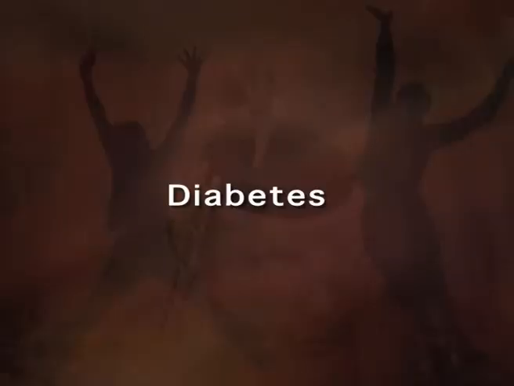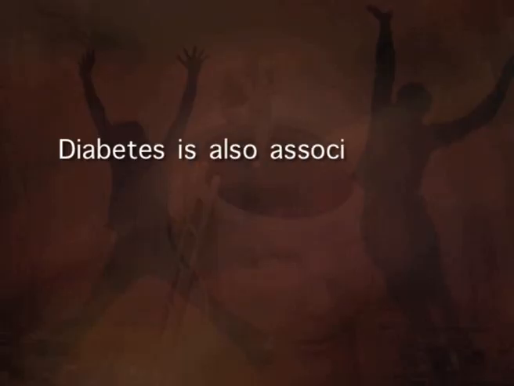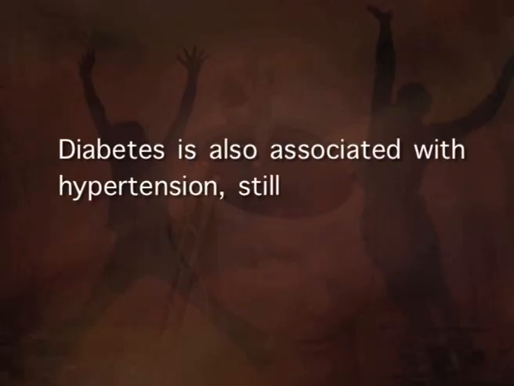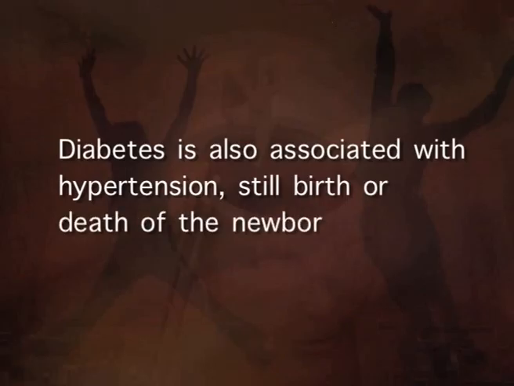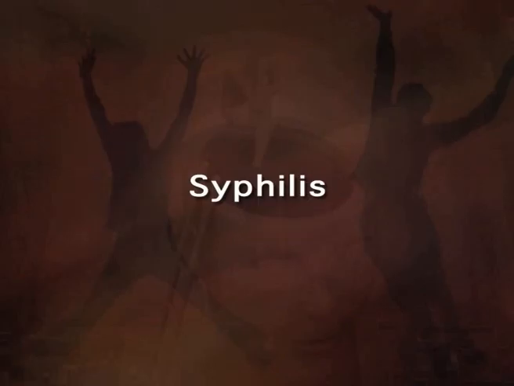Diabetes. Blood sugar abnormalities lead to preeclampsia, which is high blood pressure during pregnancy, or eclampsia, which refers to a severe progression of preeclampsia that is accompanied by seizures in the mother. Diabetes is also associated with hypertension, stillbirth, or the death of the newborn. Syphilis. This is a sexually transmitted bacterial infection that results in miscarriage. The child may even be born blind or could be mentally retarded.